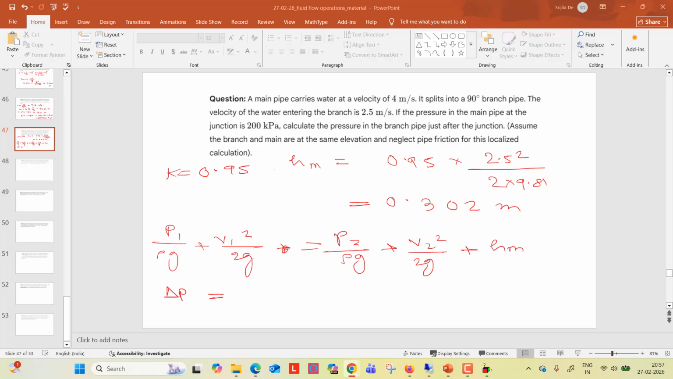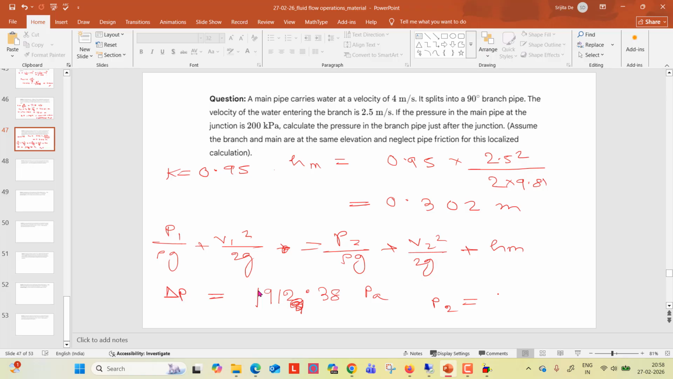Right? Into rho is 1000 because it is water. So delta P is coming as 1912.38 Pascal, right? Then P1 is given, so P2 minus P1 equals delta P, right? So P2 will be this plus P1.